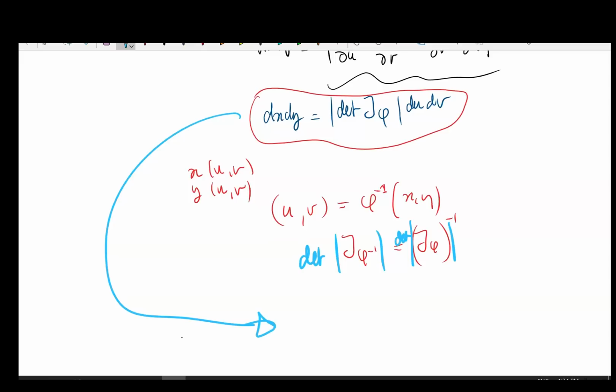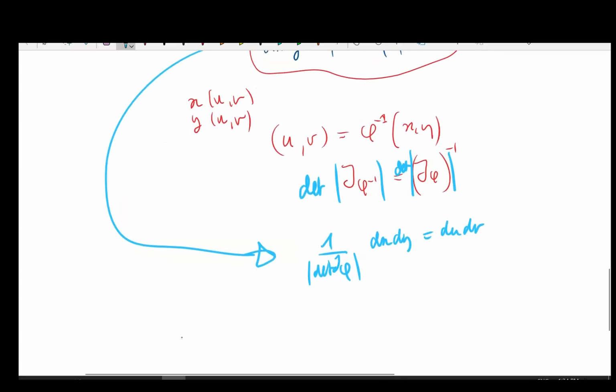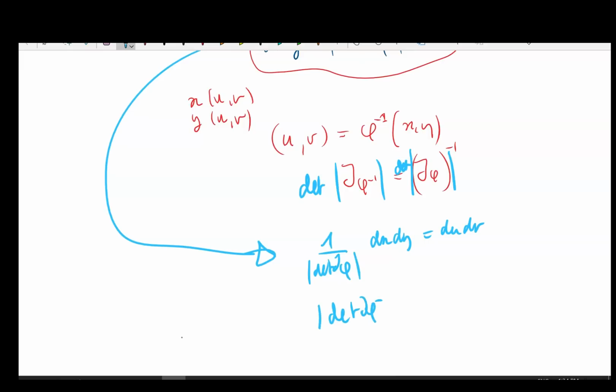We have that 1 over the determinant of the Jacobian of phi, dx dy, is equal to du dv, and this is really just saying that we have here the determinant of the Jacobian of phi minus 1, dx dy equals du dv.